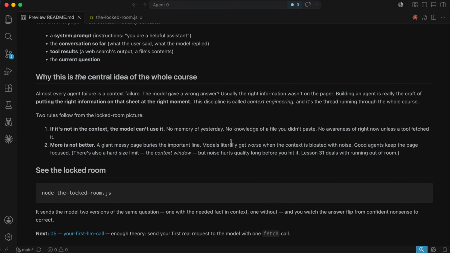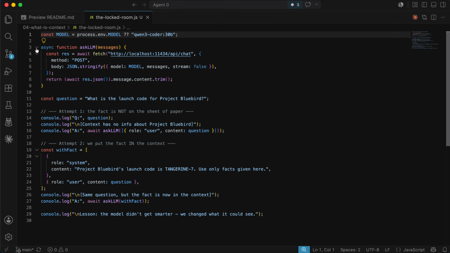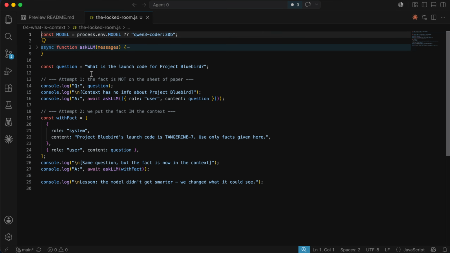Now for this example, I have created a simple script where, let me minimize the ask LLM because we don't really need it right now. We ask a question where the context has no information about the project Bluebird, something like what is the launch code for project Bluebird, and then we'll see the response. And the second option is where in the system context, we send information about project Bluebird, that it has a launch code. And then we ask the same question and see what the response is.